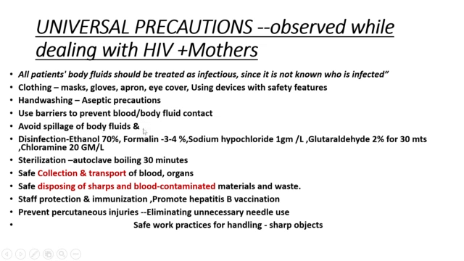Avoid spillage of body fluids, and disinfection is practiced with ethanol 70% or formalin 3 to 4% or sodium hypochlorite 1 gram per liter or glutaraldehyde 2% for 30 minutes. The other disinfectant is chloramine 20 gram per liter. Sterilization may be practiced with an autoclave or boiling for 30 minutes. Safe collection and transport of blood and organs. Safe disposal of sharps and blood contaminated materials.